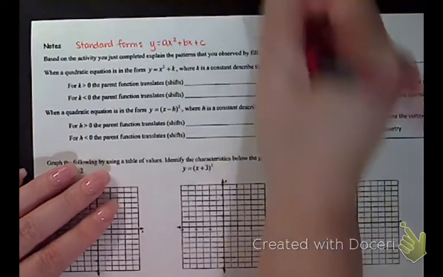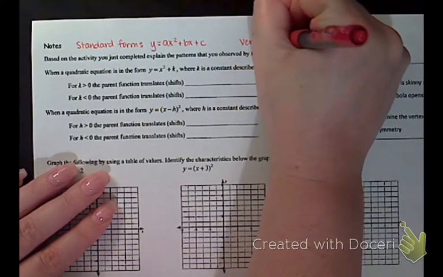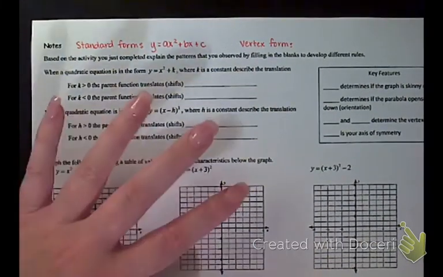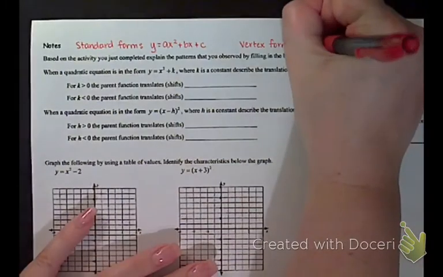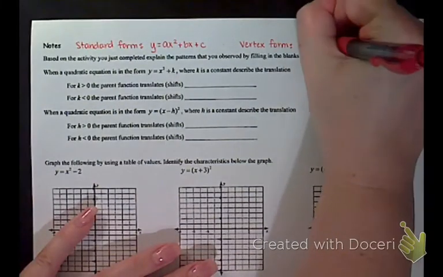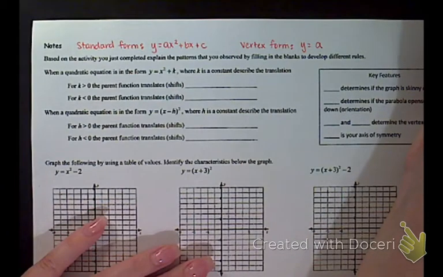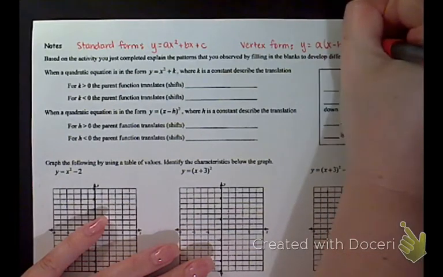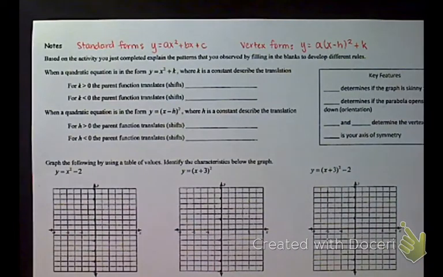Our new form is going to be vertex form. And that's really what we're graphing in. We're going to look at bits and pieces of it here, and then finish off with it in the next set of notes. So vertex form is y equals a. Now remember, a tells us what happens to our graph if it gets skinnier or wide, or we have a compression or a stretch. And then we have (x minus h) squared plus k. And we're going to learn what all of these values mean.